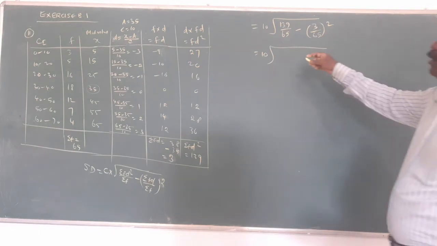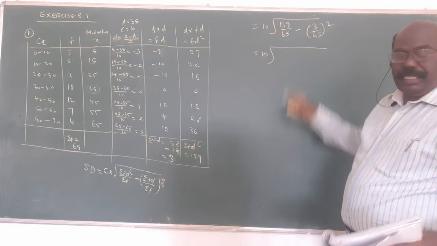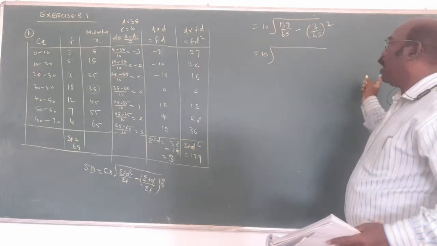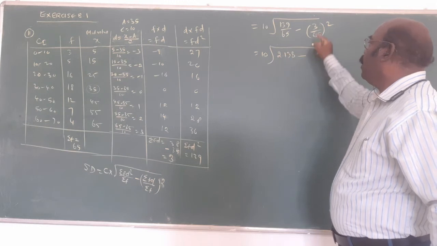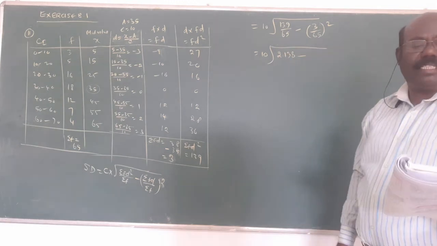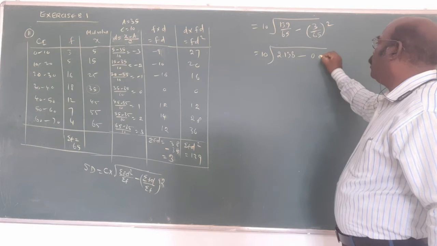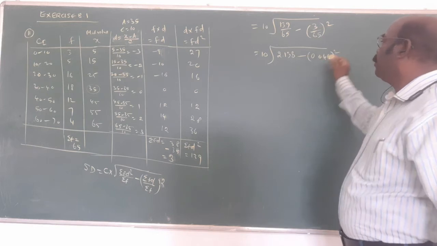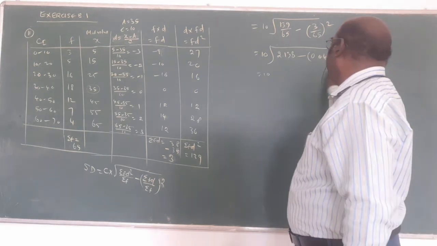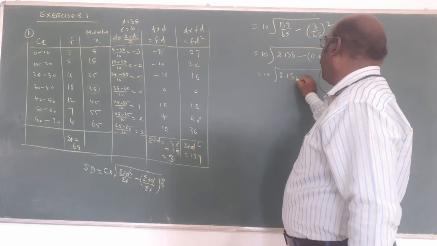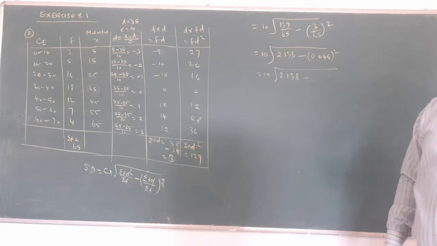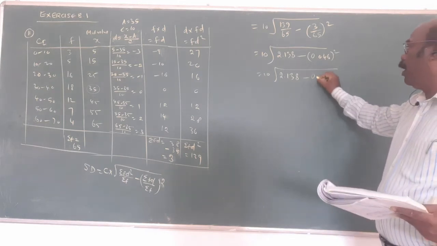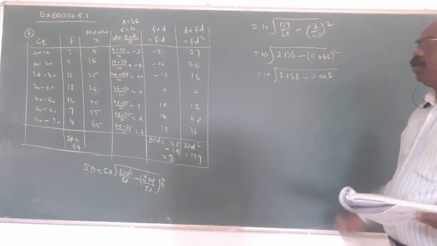First divide this one: 139 divided by 65. We get the answer 2.138, minus 3 divided by 65, that is 0.046, whole square. Again 10 into 2.138, squaring 0.046 into 0.046 equal to 0.002116.